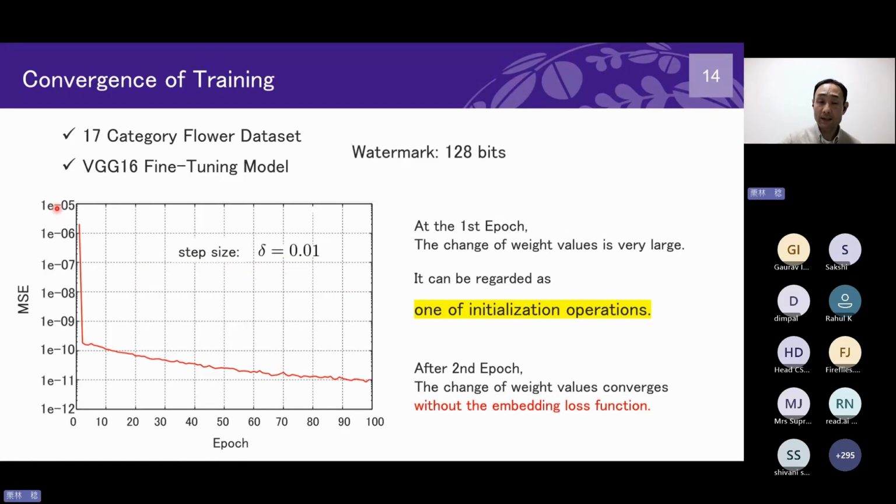Maybe you can see the scale of the y-axis is a log scale. So the amount of the changes is very small. Okay. So at the first epoch, the changes of the weight values are very large, but it can be regarded as one of the initialization operations. And after the second epoch, the changes of the weight values converge without the embedding loss function. So this is the advantage of the DL watermarking without loss function.